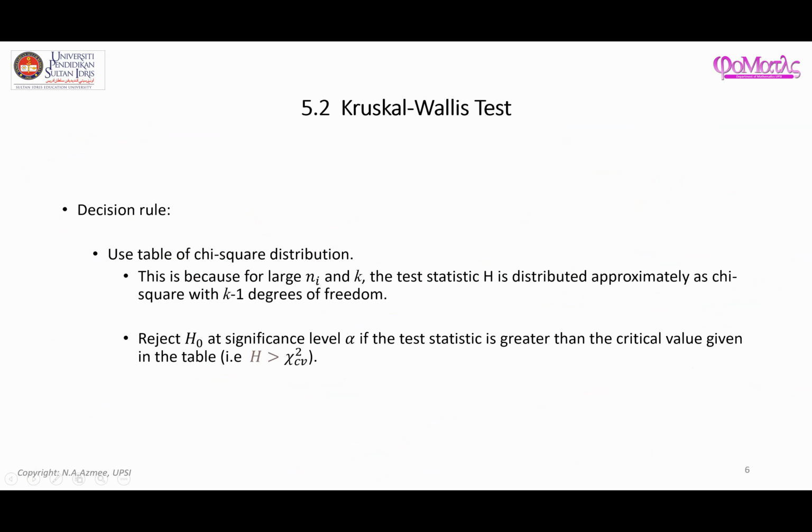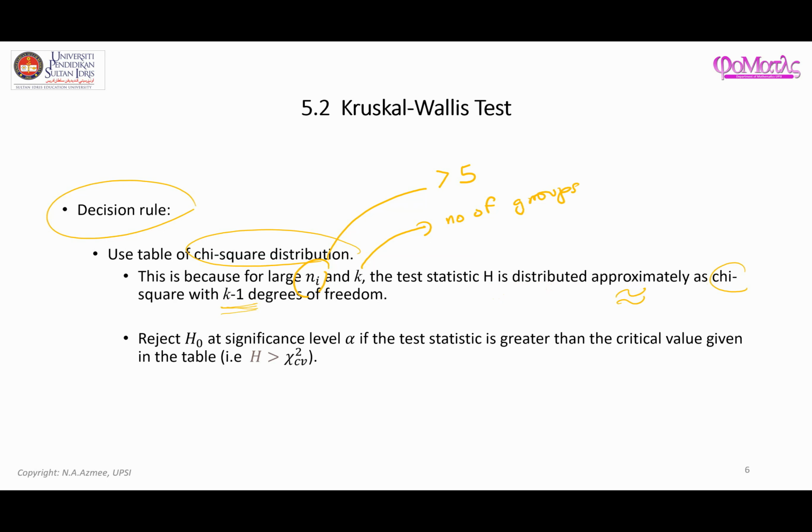Okay, next. How to decide whether the null hypothesis should be rejected or not. You will have to refer to the table of chi-square distribution. This is because when you have a large sample size for each particular group, large meaning usually greater than 5, and you will also have a large value of k, that means the number of groups is also large, more than 3 or equal to 3, the test statistic H is distributed approximately as a chi-square with k minus 1 degrees of freedom.